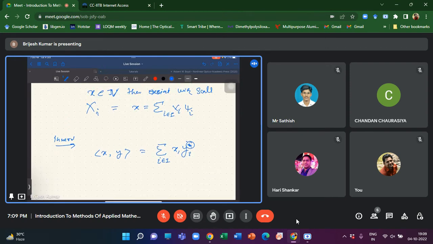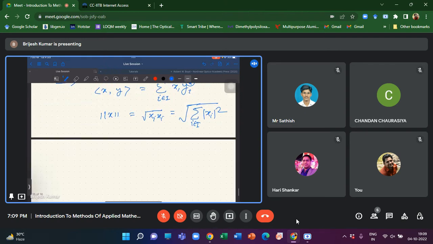And the norm, like if we say the norm of some vector, then the norm of this vector can be defined as xi multiplied by xi, equal to the summation over i belongs to I of xi mod square. Okay, so this is the norm.